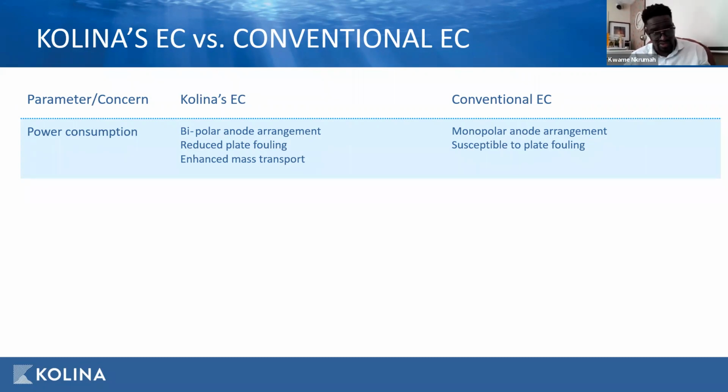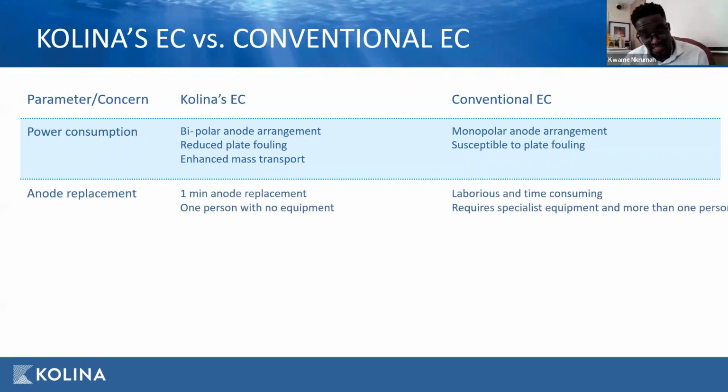And the reason for that, as we showed in the previous slide, is that it's easier and quicker to replace your electrodes. But more importantly, we use a bipolar arrangement of our anodes. That means all the sacrificial anodes aren't hardwired in, and that ensures that you've got a massive saving on power. The anode replacement is a lot quicker, so you're talking minutes compared to conventional systems where you normally need lifting frames, two people, and hours into days of downtime.